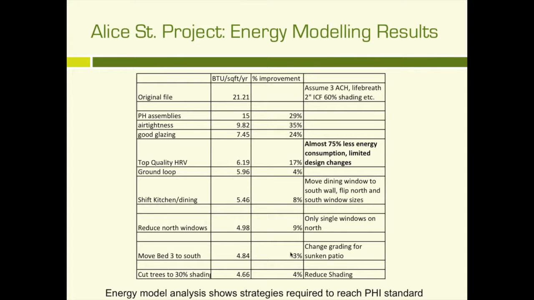Then we looked at the ground loop, some redesigning of the spaces and increasing some of the windows, reducing the north windows, moving the third bedroom to the south, and having to excavate out the backyard because of the slope. We're still not there. So the only thing that we could practically do was try to cut down 30% of the trees in the backyard to get us to the 4.75.